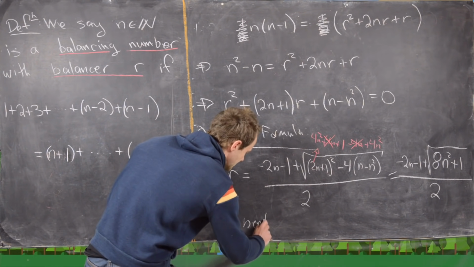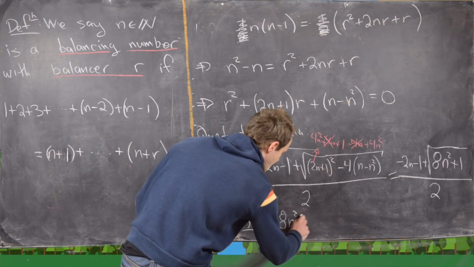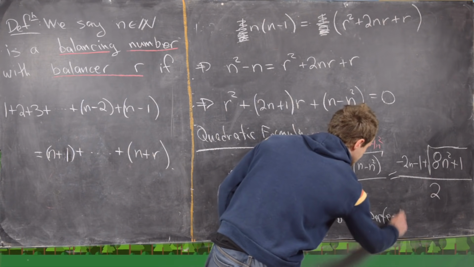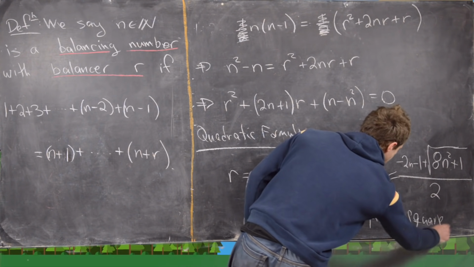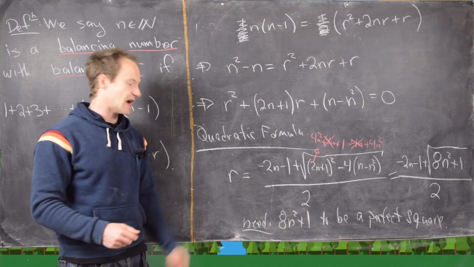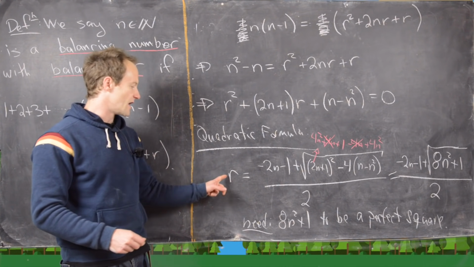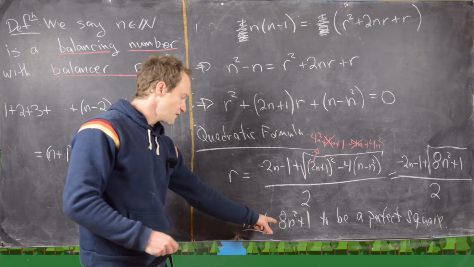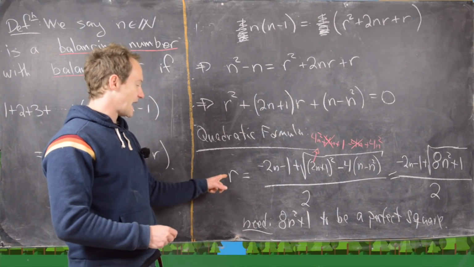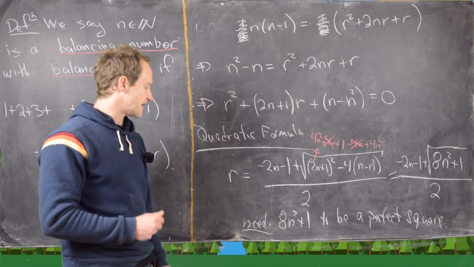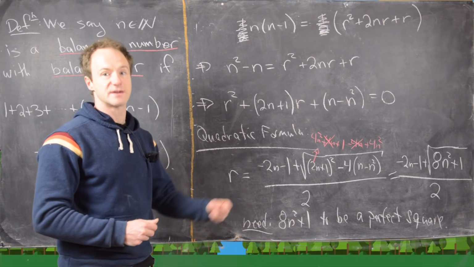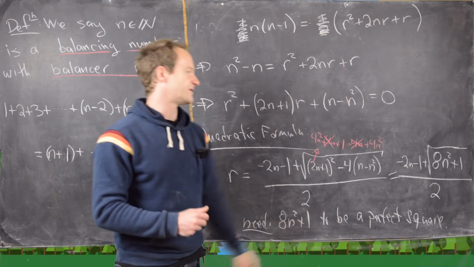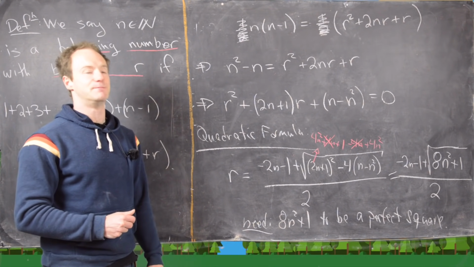So we need, like I said, 8n² + 1 to be a perfect square. And in fact, every time that 8n² + 1 is a perfect square, that makes r into a natural number, which means we will have a balancing number and a balancer. So let's just reiterate: if 8n² + 1 is a perfect square, then n is a balancing number, and r, which is defined by that formula over there, is its balancer.